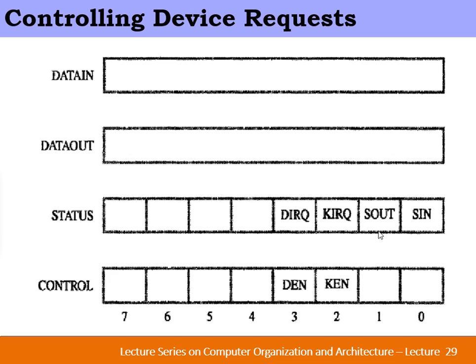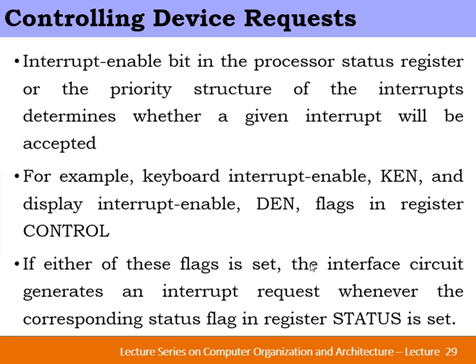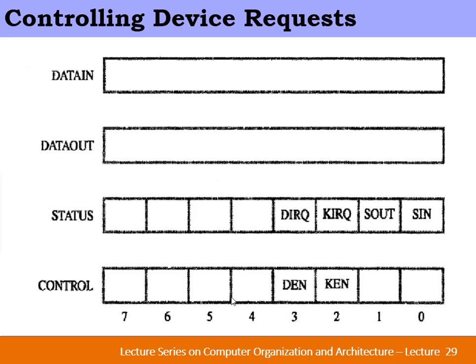The enable bit is dedicated to whether the particular IO device is involved in the program. If the enable bit is equal to 1, it indicates that those IO devices are involved in the program, hence they can generate an interrupt request. If an interrupt request is generated, then the IRQ bit will be set. So if either of these flags is set, the interface circuits generate an interrupt request whenever the corresponding status flag in the register is set.